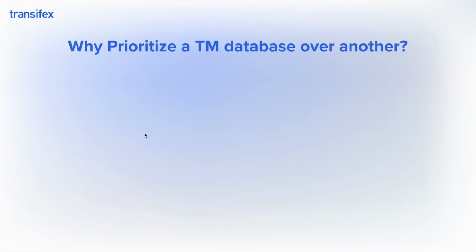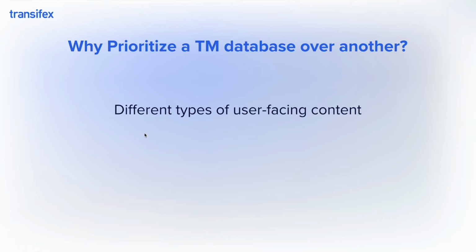Now, why would you want to do that? You might have different types of user-facing content. For example, you might want to localize a marketing landing page for your ads, and it'll be better suited to prioritize translation memory from other marketing projects rather than technical projects.